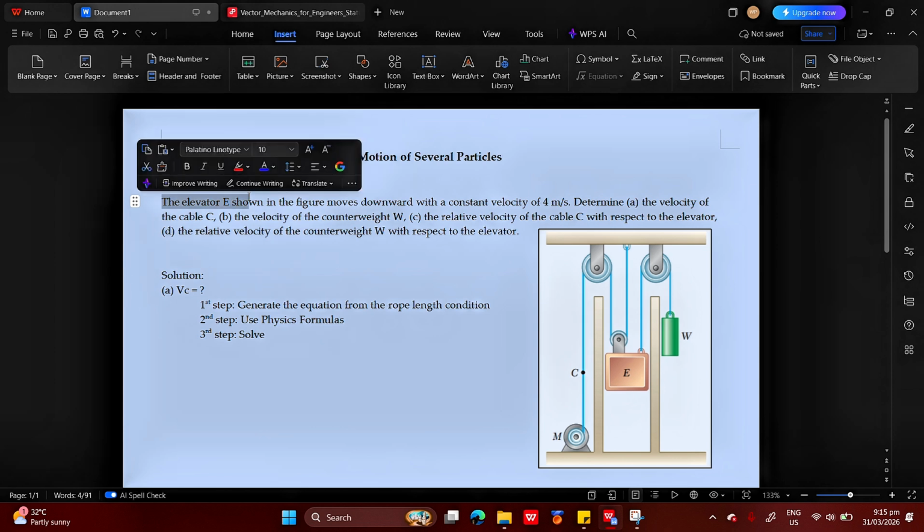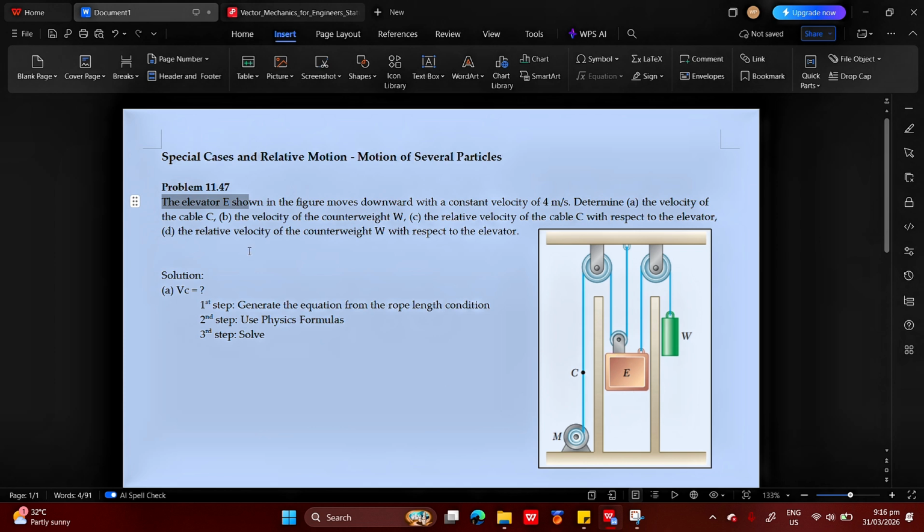So for this one, if the elevator E goes downward, W will go upward and C will go upward as well, but M will never care. It will increase in length only. But if you notice, there are two ropes. The first rope is from M to this fixed attachment, then the second rope is carrying W. Okay, so how do you solve this, guys?